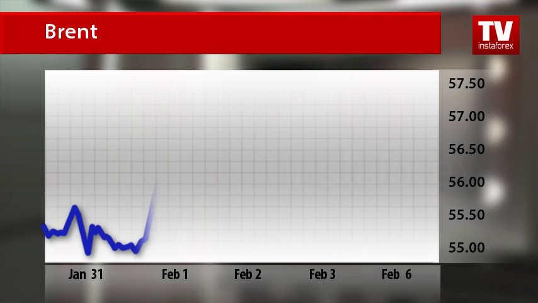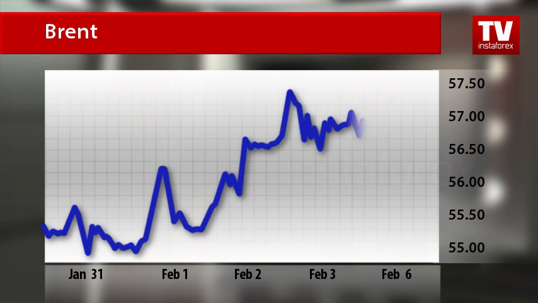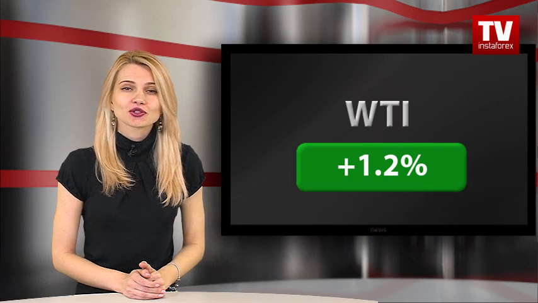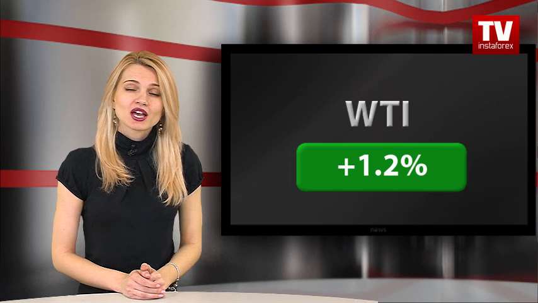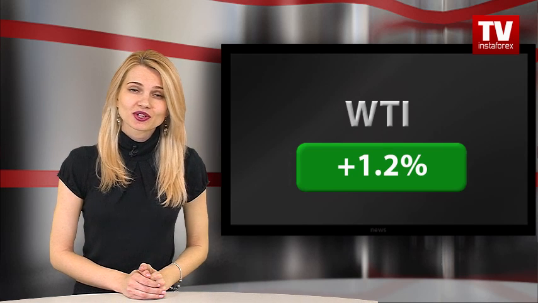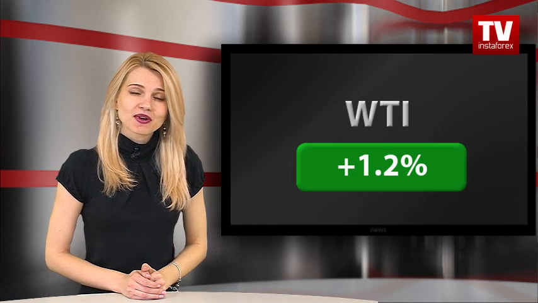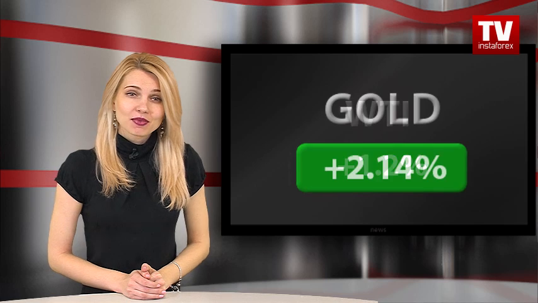April Brent crude futures of the global oil benchmark rose to $56.81 a barrel, with the front-month contract prices 2.4% higher on the week. On the New York Mercantile Exchange, March West Texas Intermediate crude settled up at $53.83 a barrel. For the week, WTI prices gained around 1.2%. Meanwhile, gold futures showed the best weekly gain in 7 months.